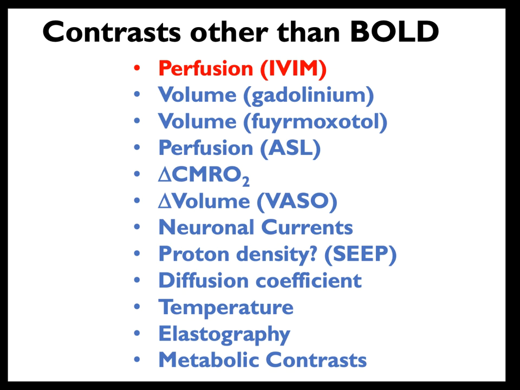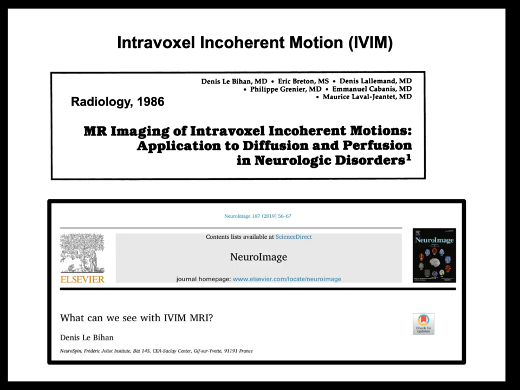I'm starting with IVIM because this actually preceded all of fMRI. Denis Le Bihan, in about 1986, came up with this really nice idea while he was here at the NIH. He was a clinical fellow here at the NIH. Now he's leading a huge center in France. And he came up with this technique, and he's still writing about it today. He came up with this technique called IVIM, intravoxel incoherent motion. And as I mentioned, he introduced it in radiology in 1986.